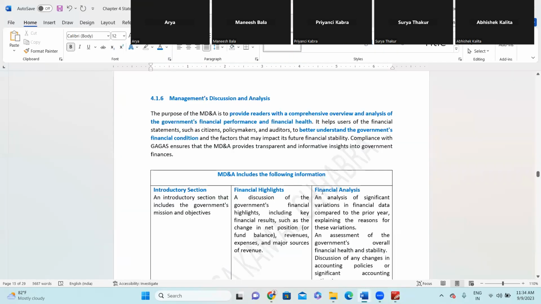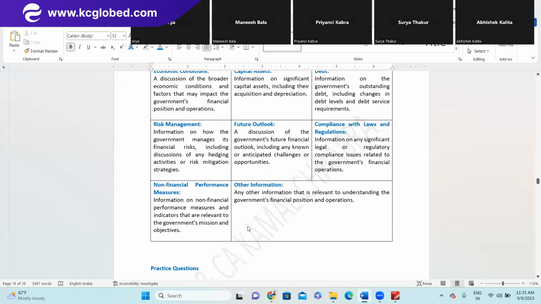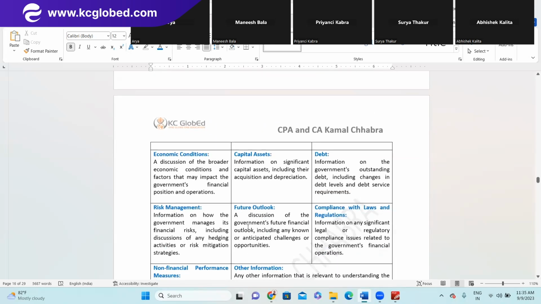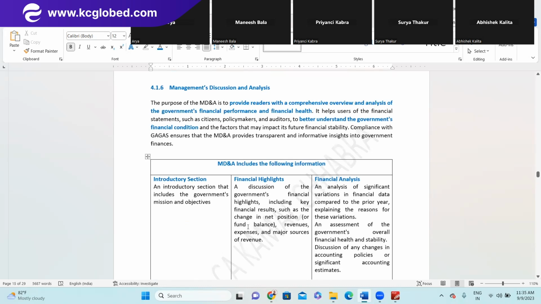Now coming back to the notes, what we have done over here, I have summarized generally what all key pointers are being used in the management discussion and analysis. And those key pointers I put into a small table. So this is around, I think, 14 points, right? So we'll be discussing one by one all these 14 points, what generally comes in the management discussion and analysis. So before getting into the required information in MDA, let's understand more about MDA.